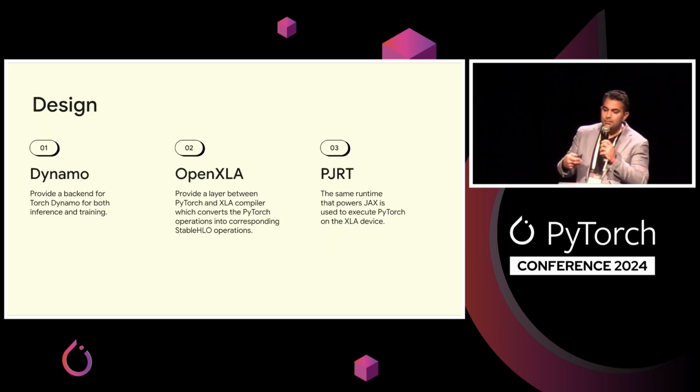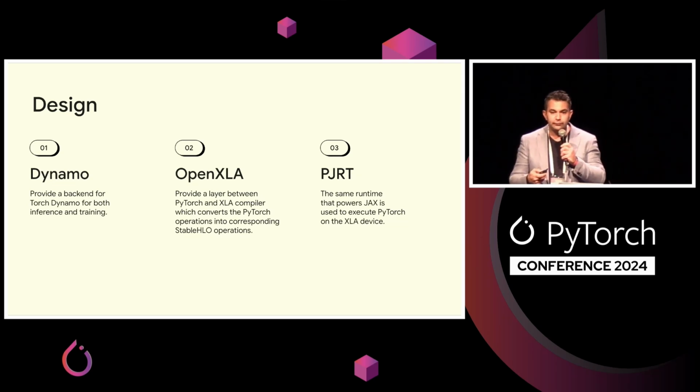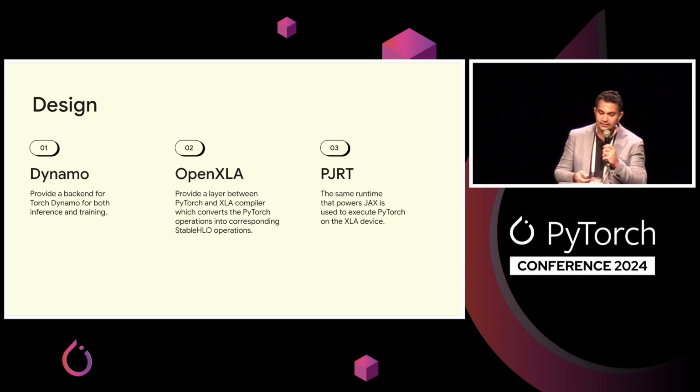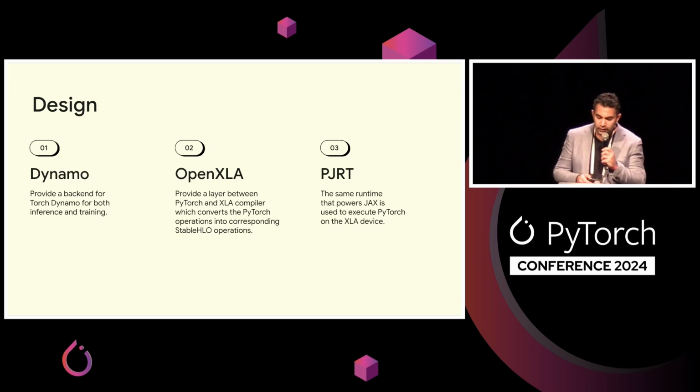PyTorch XLA provides a backend for Torch Dynamo. The flexible architecture of PyTorch 2 allows various backends, such as Inductor and XLA, to provide compilation capabilities for PyTorch workloads. This means that with minimal code change, you can utilize different backends which may have different characteristics in how they compile and execute your model.